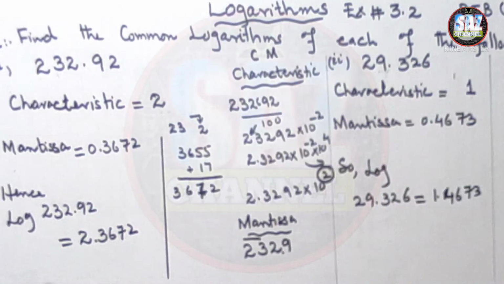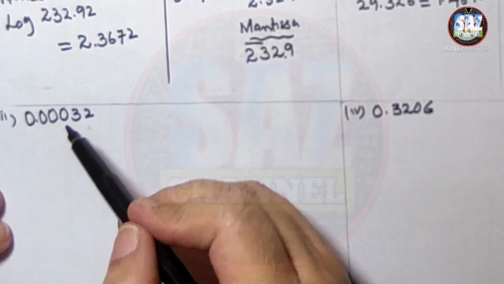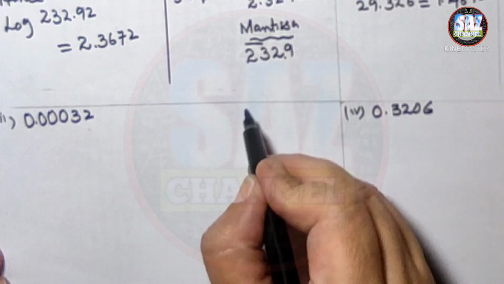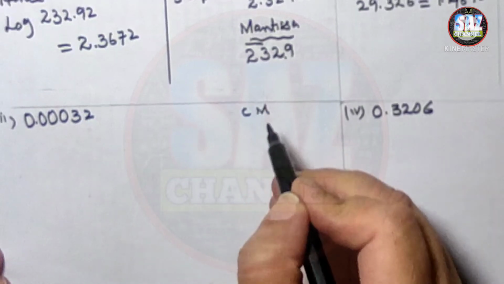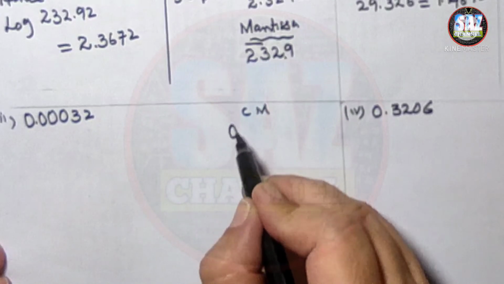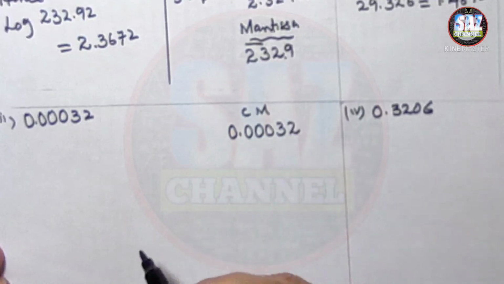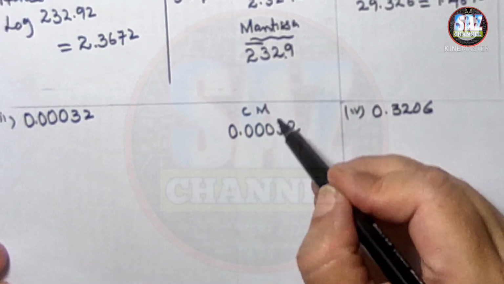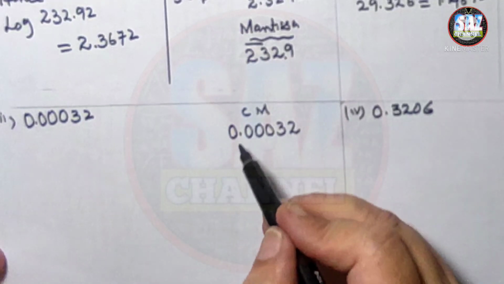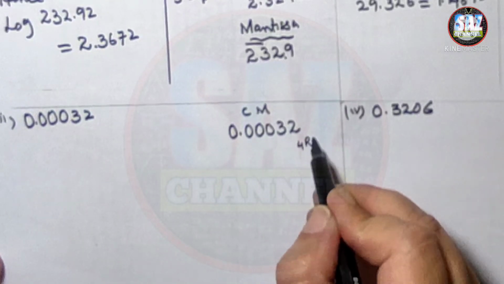Moving to the next question, and the next question says that we have to find the log of 0.00032. So I hope you are clear that log of any number will consist of how many parts? Characteristic and Mantissa. And for the characteristic purpose, what we have to do, we have to write the given number in what form? In scientific notation. And now you can see that I have to bring the decimal between 3 and 2. How many right moves? 1, 2, 3 and 4 right moves.